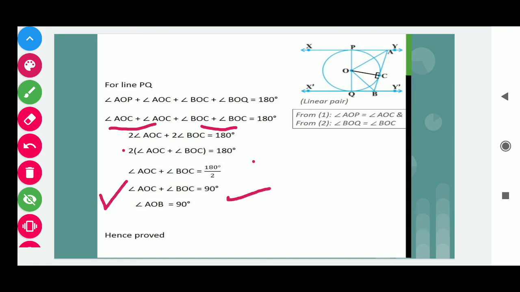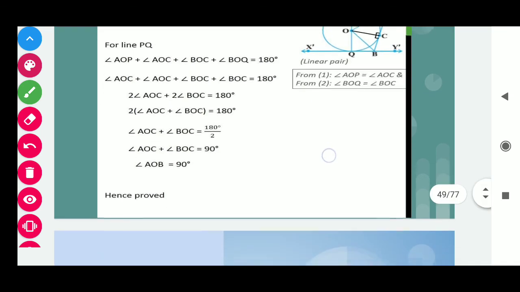Now students, see this result in the diagram. AOC plus BOC is equal to 90. So students, together it becomes AOB is equal to 90 degrees. So this is our required result.